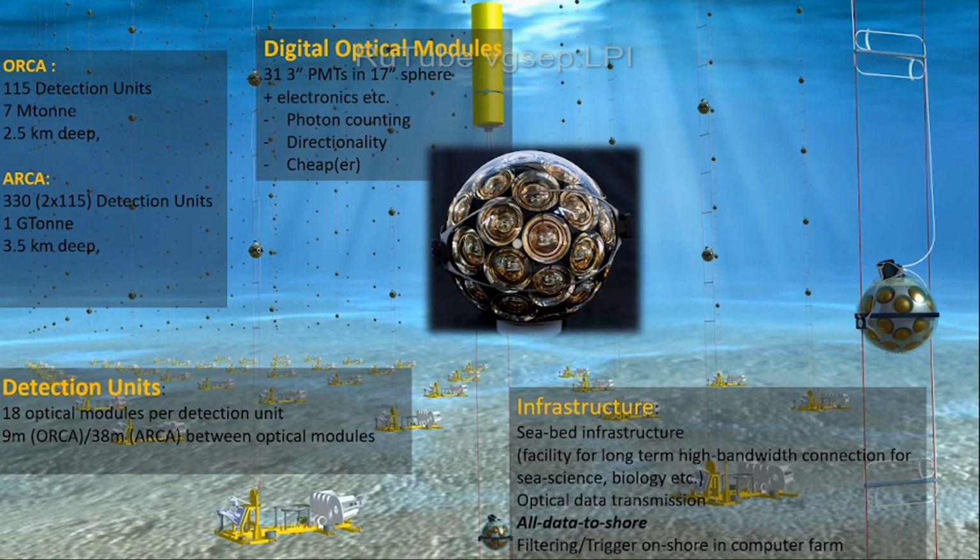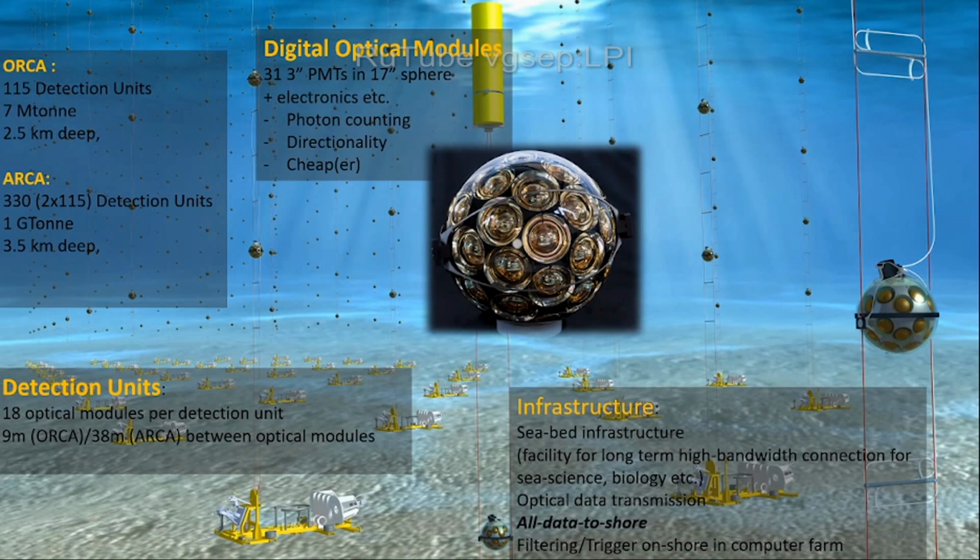One block of ORCA, which is actually the full ORCA we aim for, is about 7 megatons at 2.5 kilometers deep. ARCA will consist of 2 of these blocks, of 115 detection units each. Things are spaced a lot bigger. For example, 38 meters vertically between the DOMs, which is what we call these spheres, and in the end 100 meters between the lines. In the end, you instrument about 1 gigaton, so 1 cubic kilometer, with 2 of these. And it's actually a bit deeper, 3.5 kilometers.